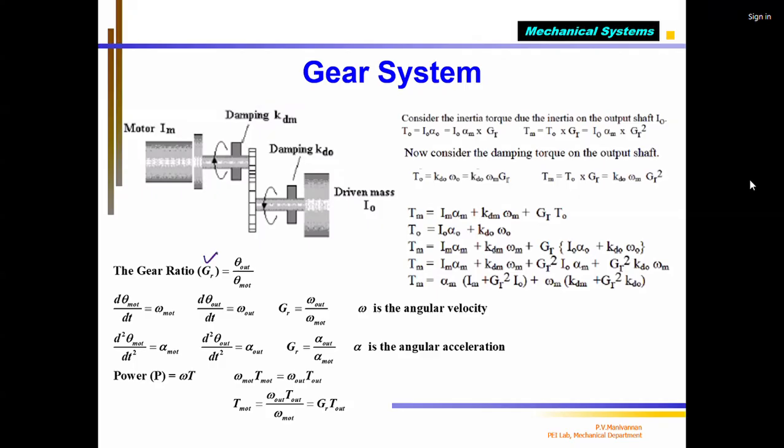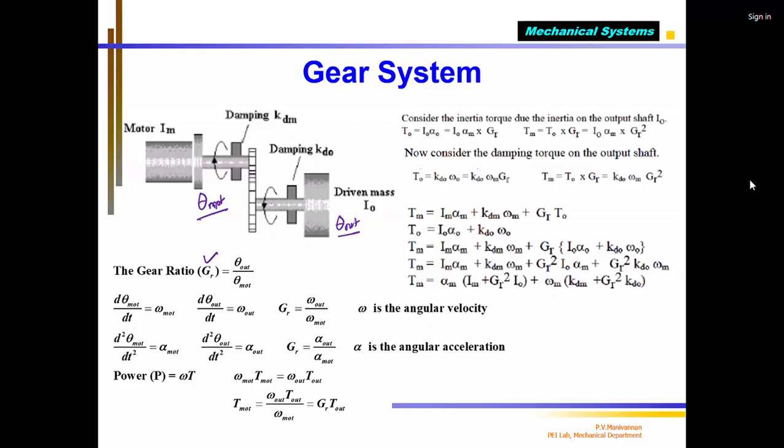Already we know the gear ratio is theta motor over theta out. The output gear, which is connected to the load, has angular displacement theta out, and theta motor is the angular displacement of the motor, how many degrees the motor is rotating. The angular displacement of the load divided by the angular displacement of the motor is called the gear ratio, GR.